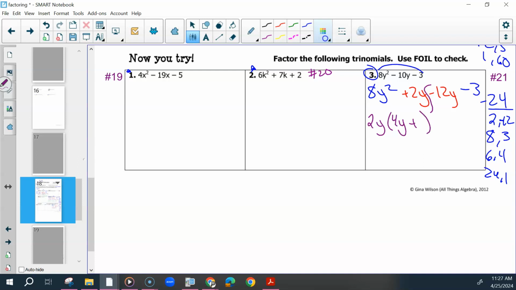3. Yes, but it would be negative, leaving us with 4y plus 1. So then our final factors would be 2y minus 3 and 4y plus 1.